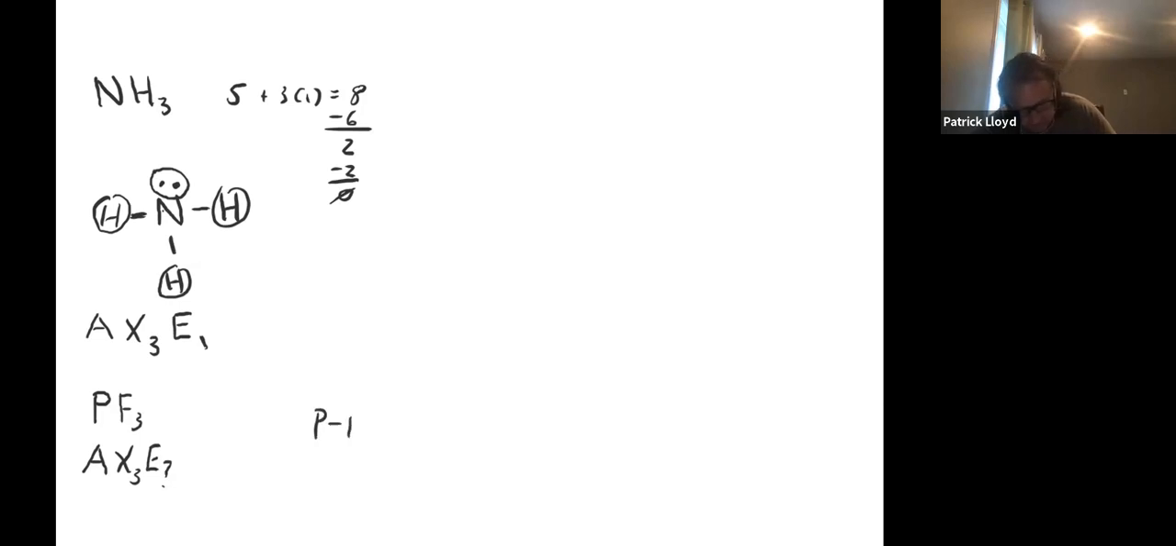Phosphorus at the center, 3 surrounding fluorines, and then you go through all the electron calculations, right? Phosphorus has 5. There are 3 fluorines. Each fluorine has 7, so that's 21, plus 5 is 26. We've already drawn in 3 bonds, so that's 6. So what do you do? You get the surrounding atoms up to 8.